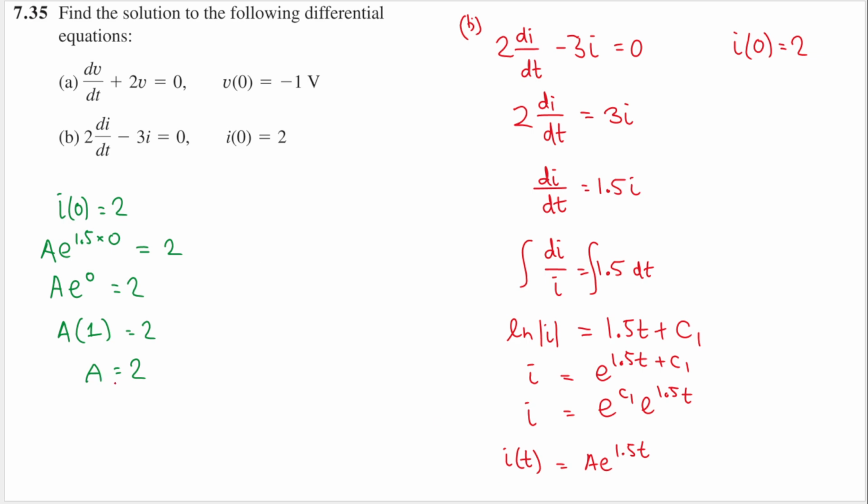And we can substitute this A into this function here, so we will have i(t) is equal to 2 e to the 1.5t. And I think that's all for this problem.